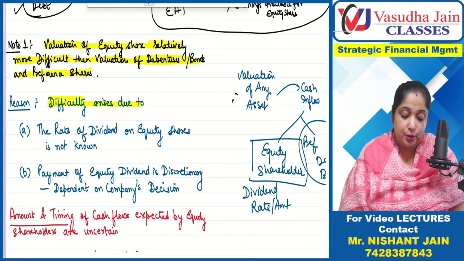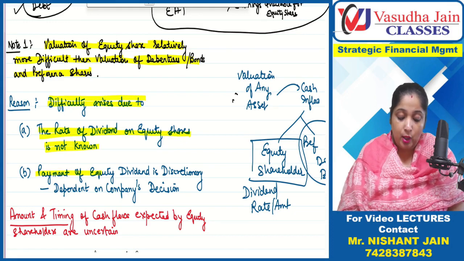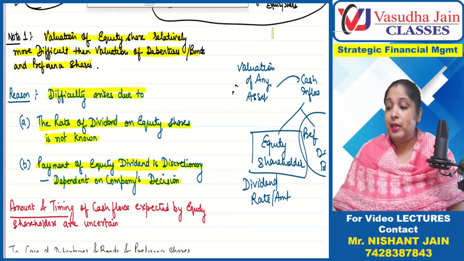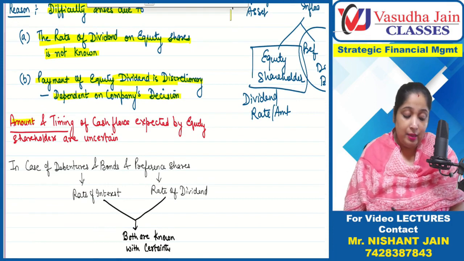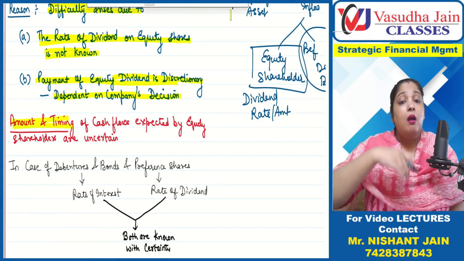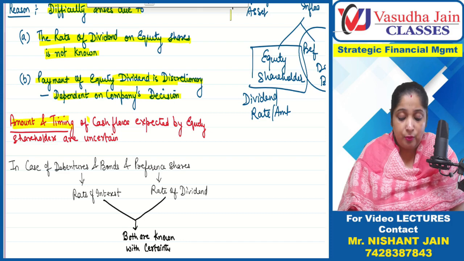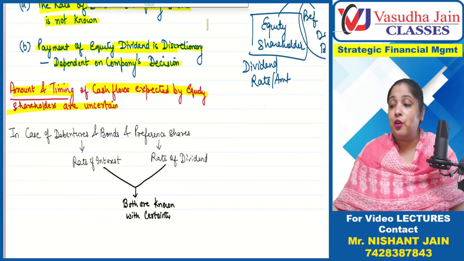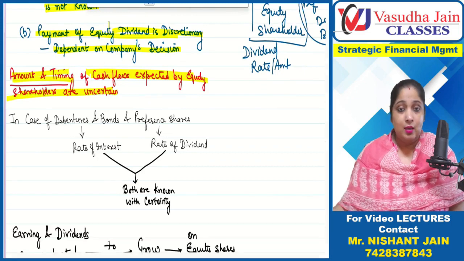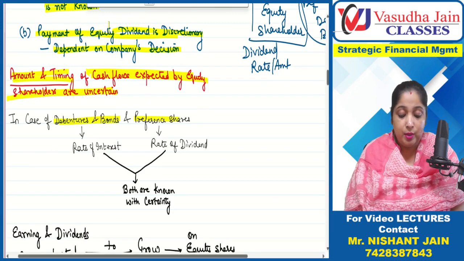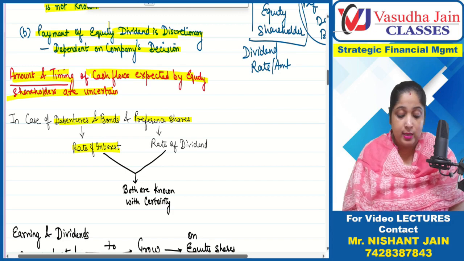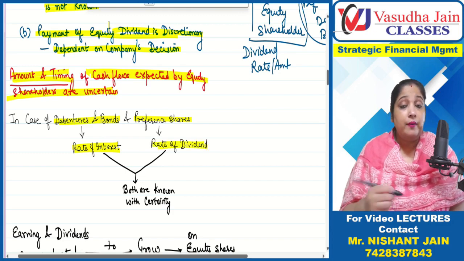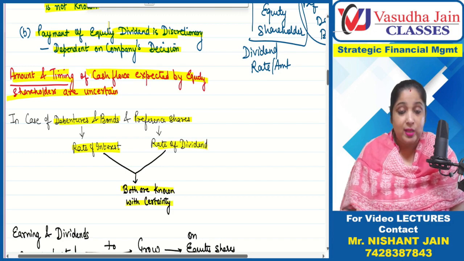Difficulty arises because the rate of dividend on equity shares is not known. Payment of equity dividend is discretionary, dependent on the company's decision. So basically, the amount and timing of cash flows expected by equity shareholders, when the dividend will be paid and how much, are uncertain. But in case of bonds and debentures, this is not uncertain, because the rate of interest in case of bonds and debentures, and the dividend rate in case of preference shares, are both known with certainty.